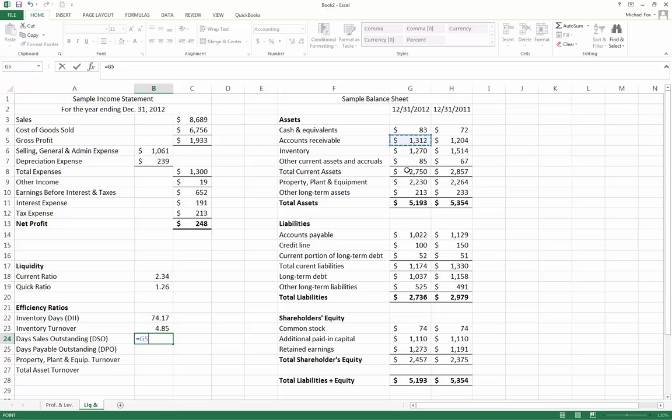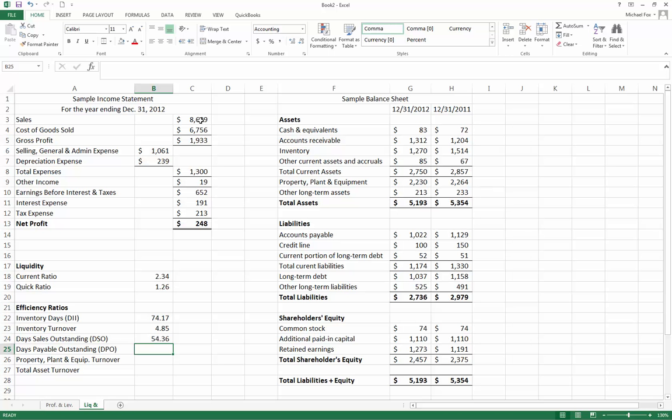Divided by our revenue per day. So, divided by our sales revenue, divided by 360. So 54.36 are days sales outstanding. What does that mean? Again, what it means is, on average, it takes our customers 54.36 days to pay us. Is that good or is that bad?